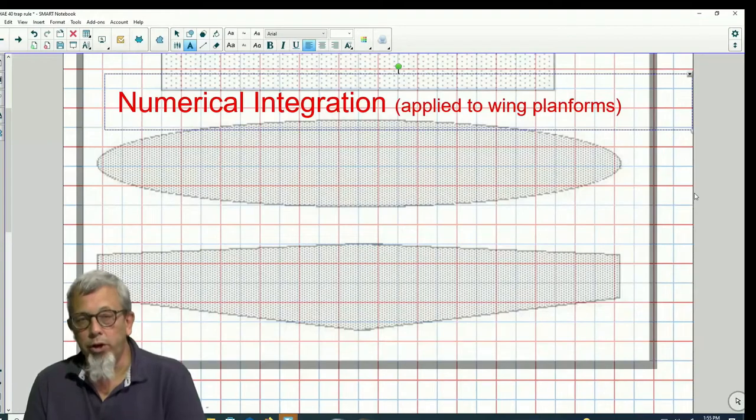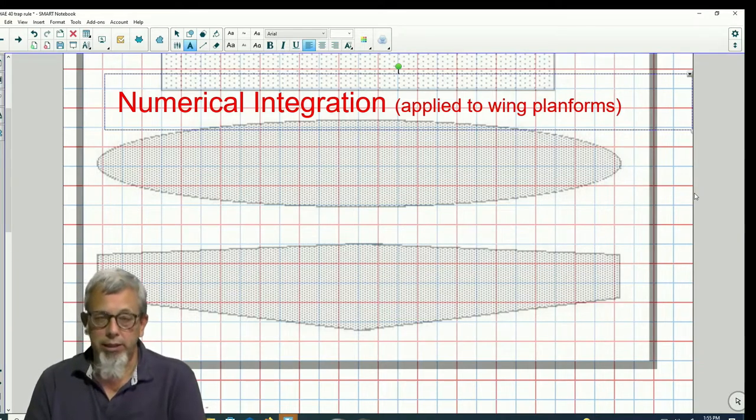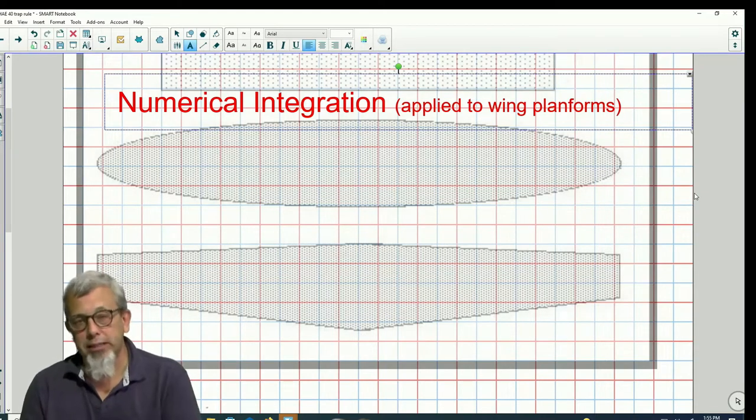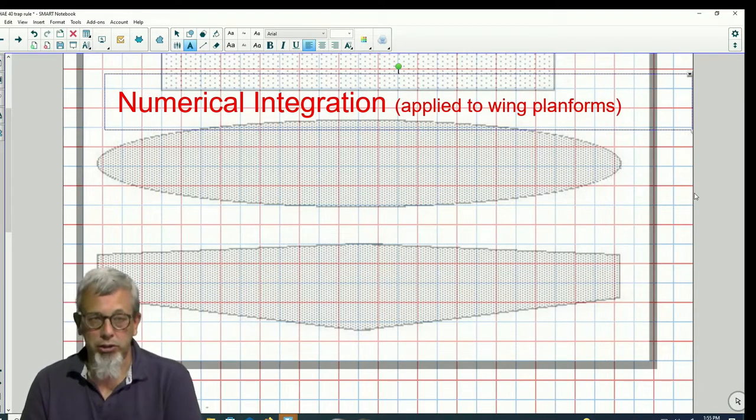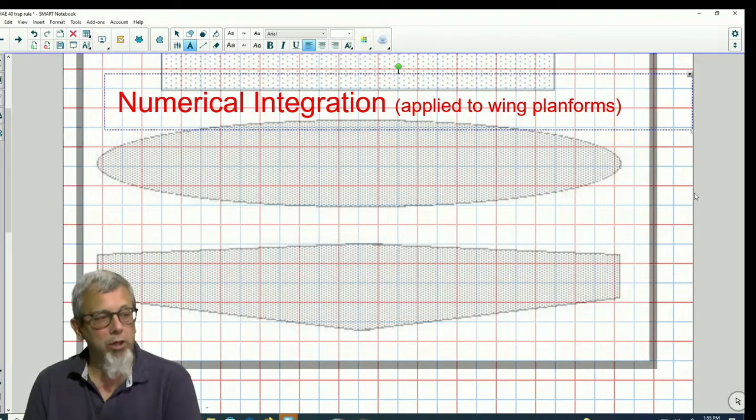So today what we're going to do is apply a very common numerical method to calculating the area of irregular shapes. And in this case, we're going to apply it to the plan form of wings. Now we're going to keep our wing shapes relatively simple today, so we can demonstrate the methods more than we actually worry about the details of the mathematics. So here's how we're going to start.